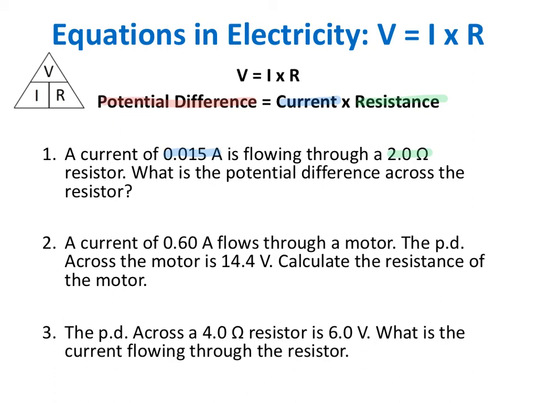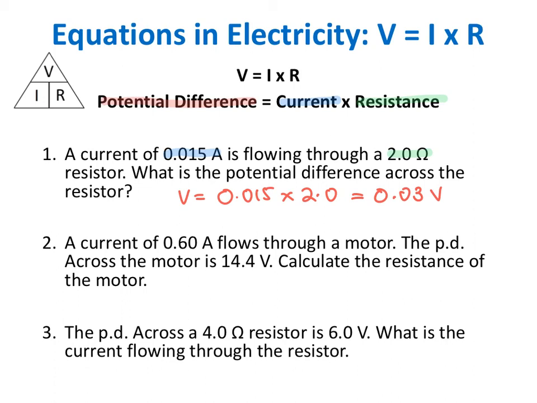Fortunately, I don't need to rearrange V equals IR because it's the potential difference I want to find out, and that's the subject of the equation that we start with. So V is the subject there. So I know that V is going to equal 0.015 times 2, and that gives me an answer of 0.03 volts.